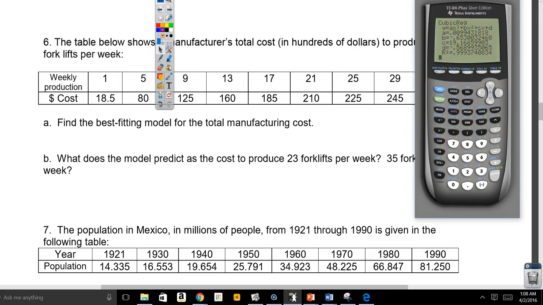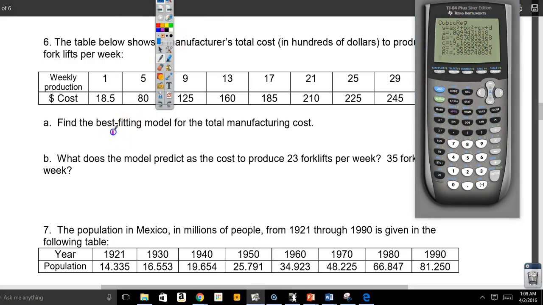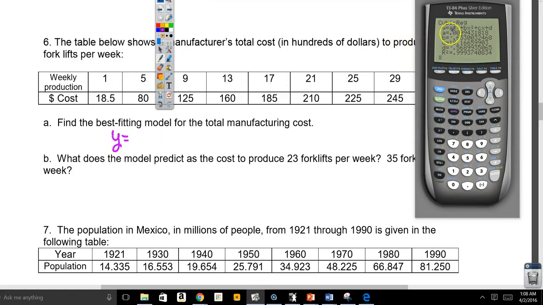So I'm going to write my equation, y equals A, which is 0.0099, so I'm going to put 0.01 x to the third, plus negative 0.65 x squared, plus 19.2 x plus or minus 0.6.